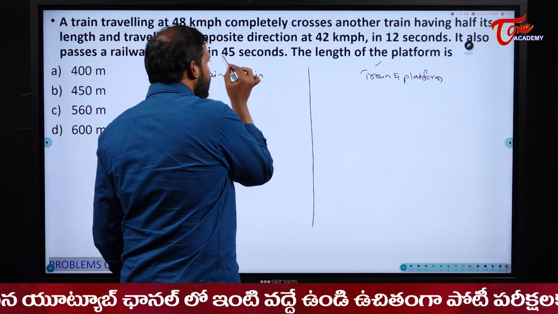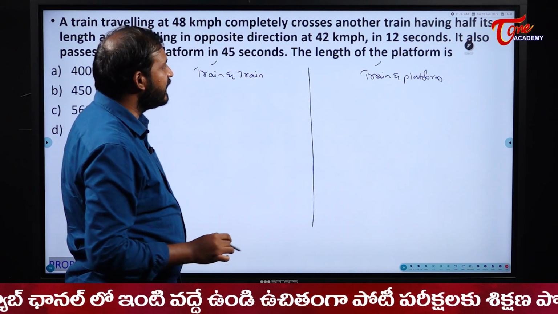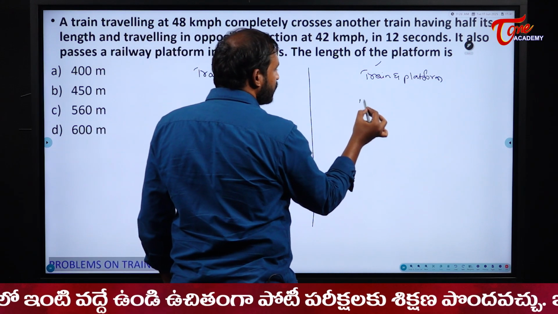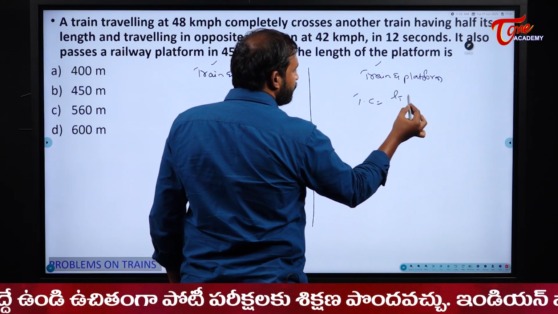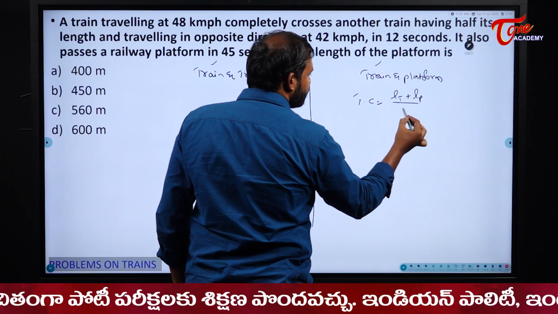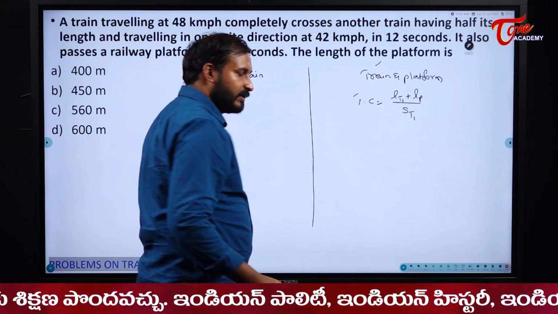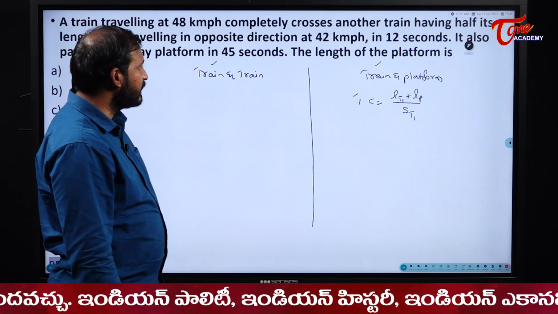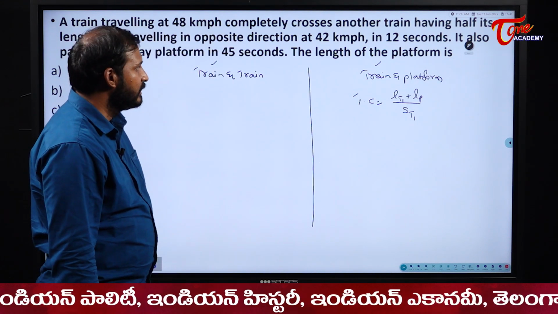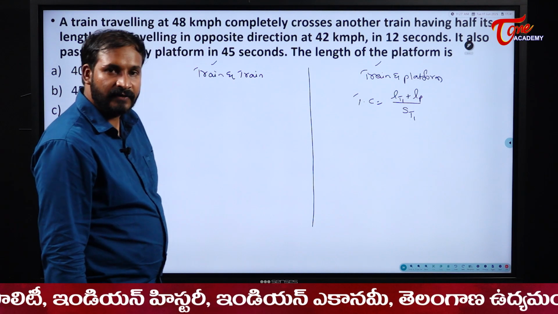The first train is common in both the cases. In the train and platform case, what is the time taken to cross, students? Length of train plus length of platform by speed of the train. Anyway, I will take this as the first train, because we need to find that train's length, and we need to find the length of the platform.